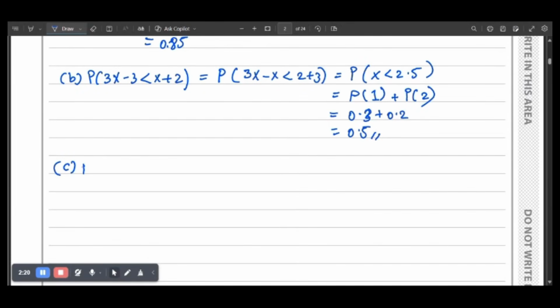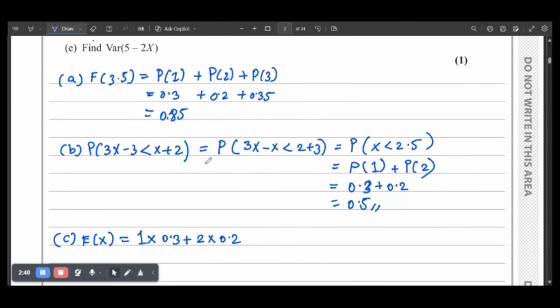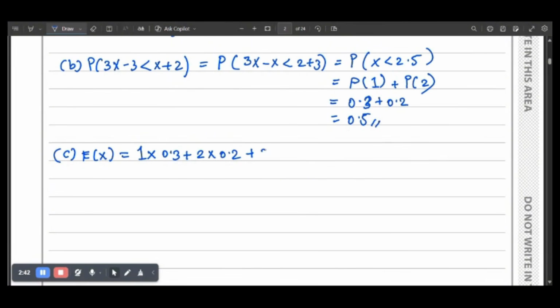So we write E(X) equals, we will take a value, let's say 1, and we will multiply the value with its corresponding probability, which is 0.3, and then we will do this for every single value. Then we do this for 3, and then we do this for 4. This will give us 2.35, and this is the expected value of x.